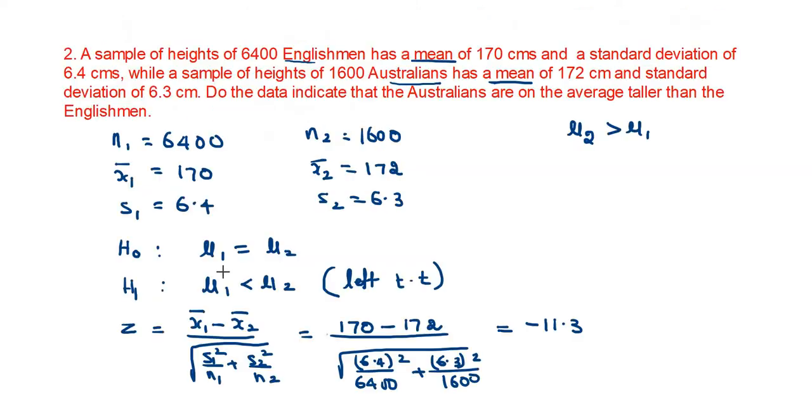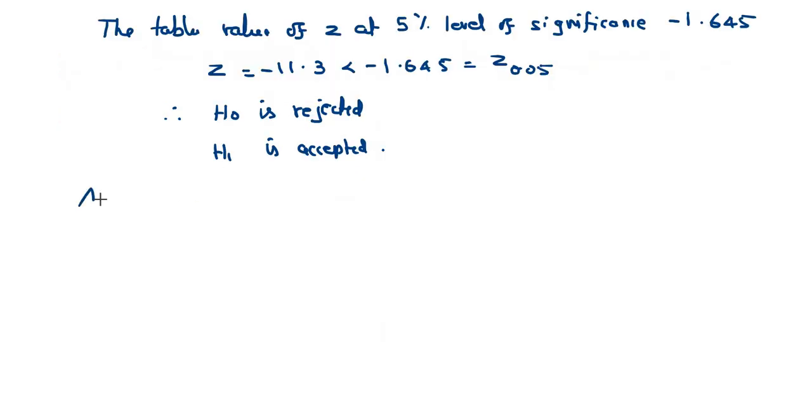So what is H1? Mu1 is less than mu2. That is, Englishmen are smaller than Australians. That is, Australians are on the average taller than the Englishmen. That is the conclusion.